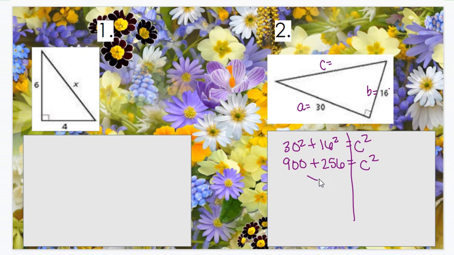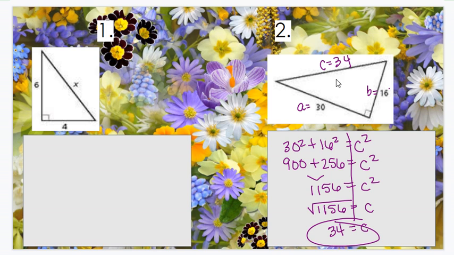is 1,156. And so now we need to take the square root of that. The square root of 1,156 equals C. And we get C equals 34.